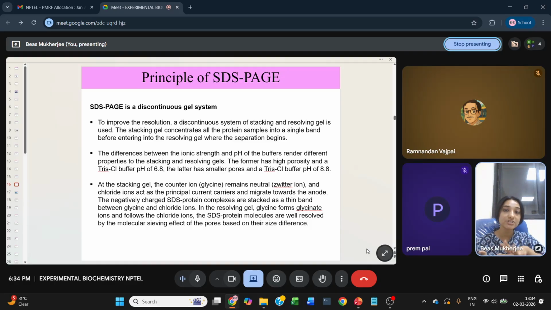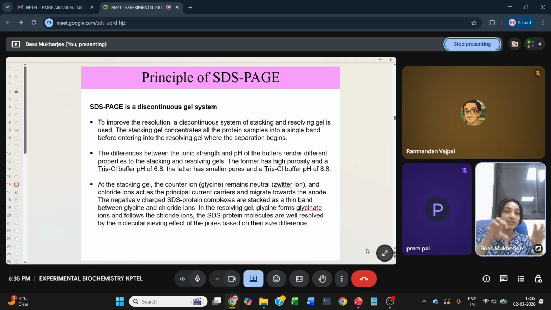The negatively charged SDS protein complexes are stacked into a thin band between glycine and the chloride ions in the stacking gel. In the resolving gel, what happens is, since the pH has been increased, glycine forms glycinate ions. So glycinate is negatively charged. It is going to migrate faster than the proteins because it is having much less size compared to the proteins. So chloride ions migrate the fastest, then glycinate ions, and finally the proteins. Okay, and that is how they get resolved by the molecular sieving effects.